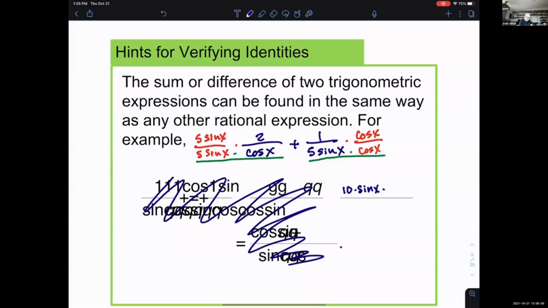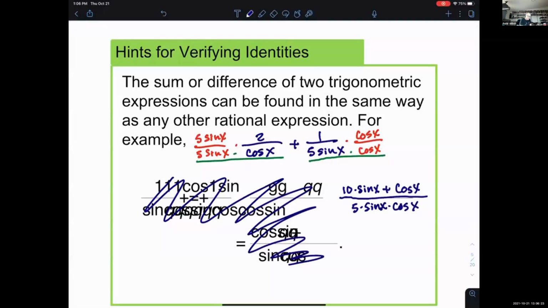And then what's added to that on the right fraction is cosine x. Cosine x times 1 is cosine x. And then all of that is over a common denominator that we got of 5 times sine x times cosine x. So they have something like that here.